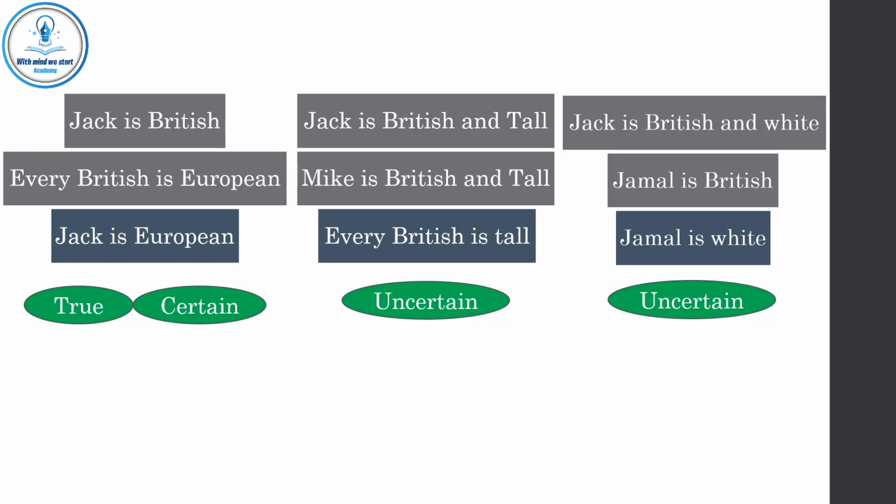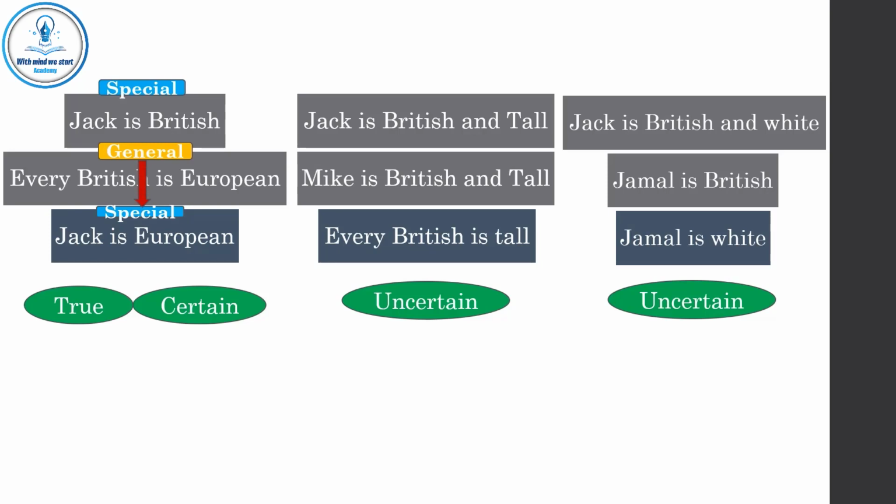Let's analyze them. In the first example, Jack is British. This is a special proposition. Every British is European. This is a general or a universal proposition. Jack is European. This is a special one. So, in the first form, we move from general to special.